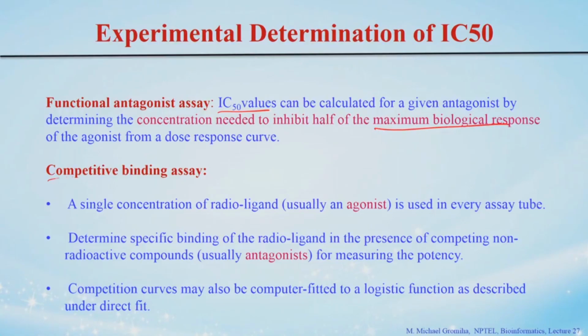Likewise, there is another assay, for example, the competitive binding assay. Here also you use a single concentration of a radioligand, usually an agonist, in every assay tube. Then you determine the specific binding of the radioligand in the presence of competing non-radioactive compounds, usually antagonists. Then there is a balance for measuring the potency. Then you can see the competition curves, they can be fitted using computer models like the logistic function, to see the fit. So, there are different ways to get the IC50 values. You can use the competitive binding assays or the functional antagonist assays.